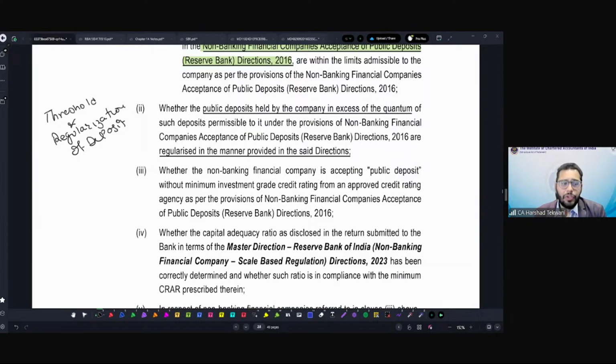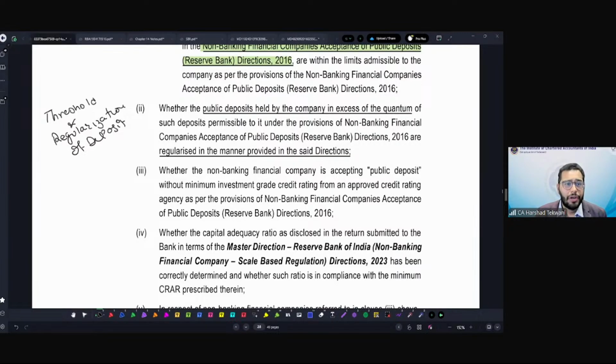Now, let's talk about further reporting requirements. What are the further reporting requirements when it comes to accepting deposits? Now we will be talking about acceptance of deposit only, because it's a specific category. The next part is that each and every deposit scheme has a credit rating.